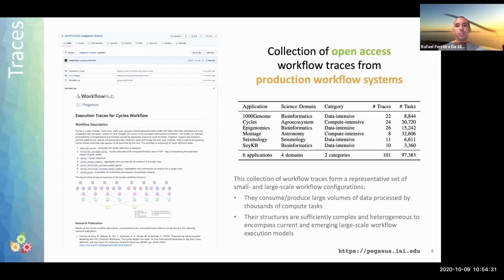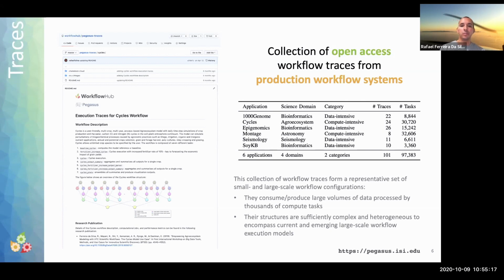Even though these 101 traces do not capture all kinds of workflows, we argue that the data structures are sufficiently complex and heterogeneous to show very different aspects of current and also emerging large-scale workflow execution models. And the good thing also is that some of them consume and produce large volumes of data. They have thousands of tasks, as you can see. Some of the traces here have over 30,000 tasks of execution. So it gives you a very good view of how the structure of these workflows behaves and what their dynamics are.